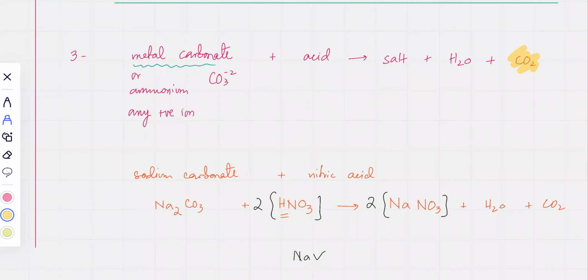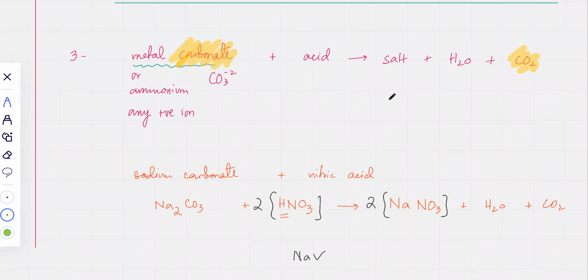So we had started talking about carbonates. I told you about carbonates, that they react with acids to produce salt, water, and carbon dioxide, and we did a lot of reactions of those, and we tried balancing equations as well. So sodium carbonate with nitric acid, and so on. All carbonates react with acids to form salt, water, and carbon dioxide.